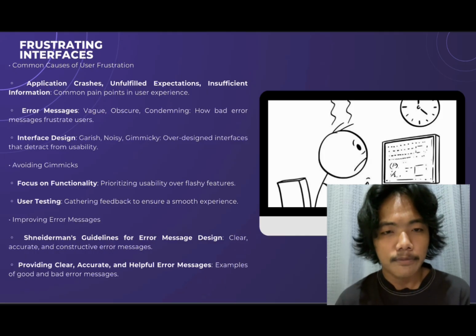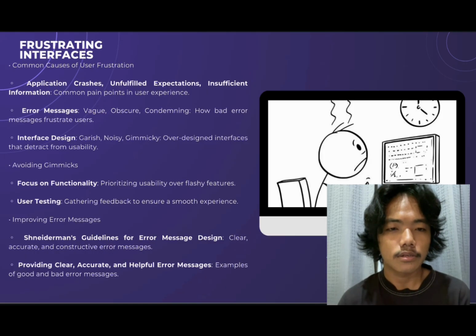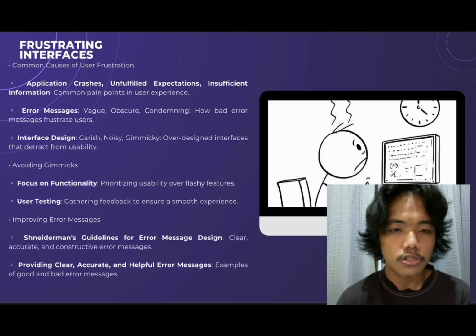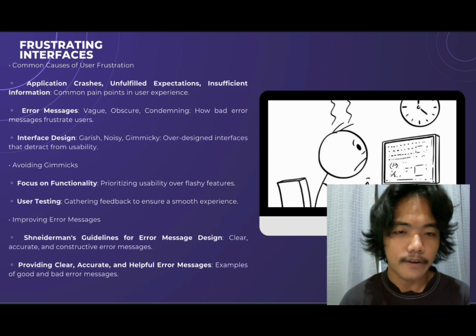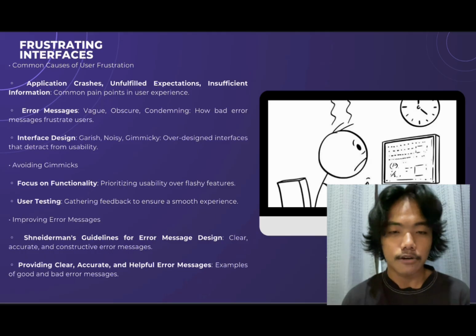Now, improving error messages. Shneiderman's guideline for error message design. Clear, accurate, and constructive error messages. Second, providing clear, accurate, and helpful error messages. Examples of good and bad error messages.